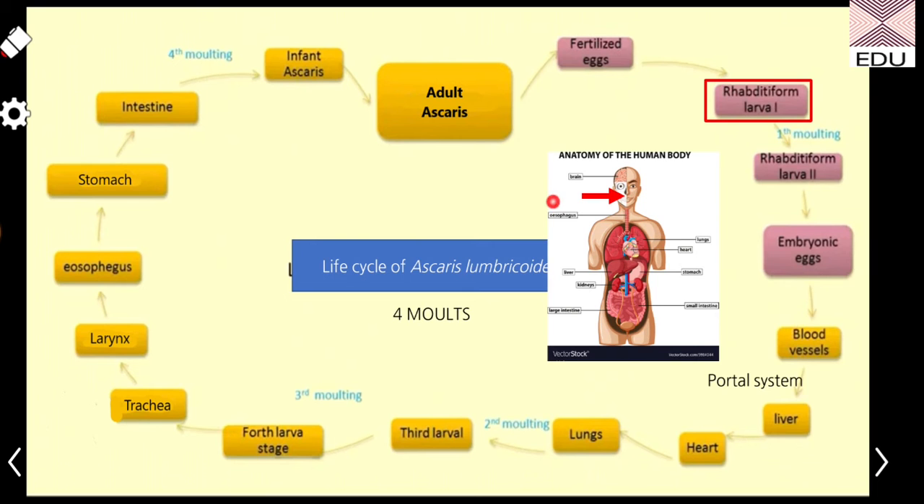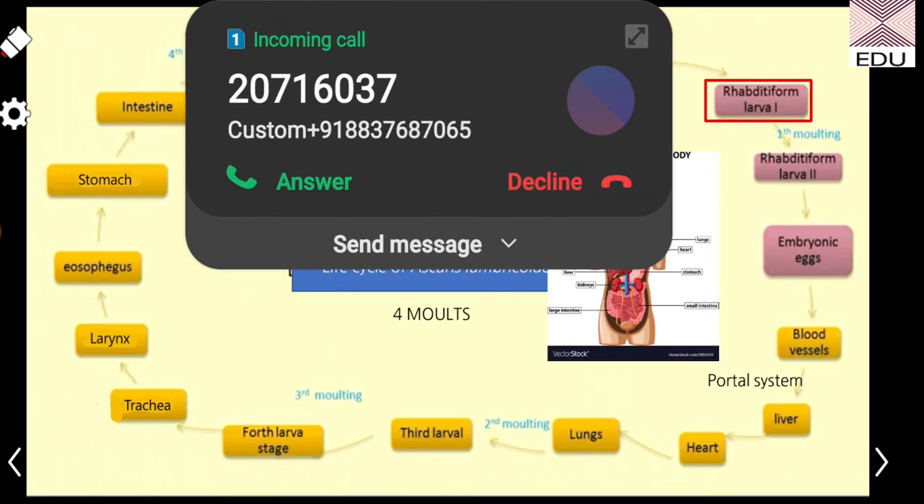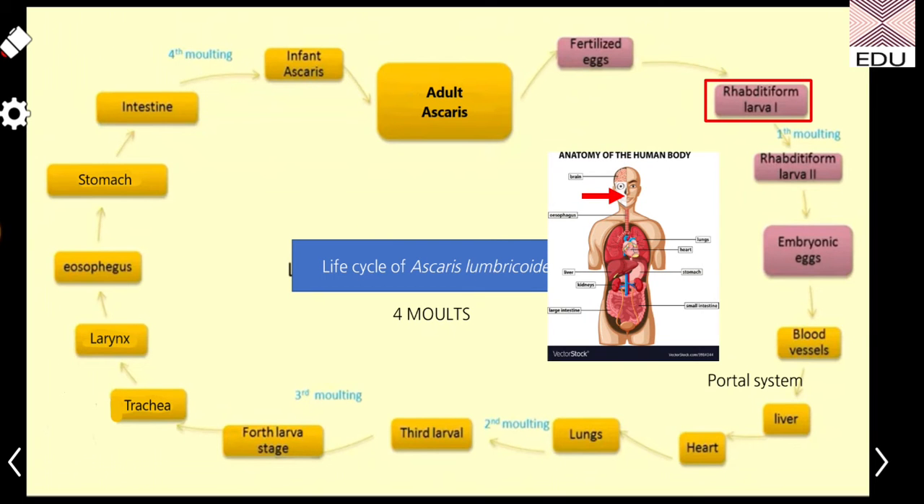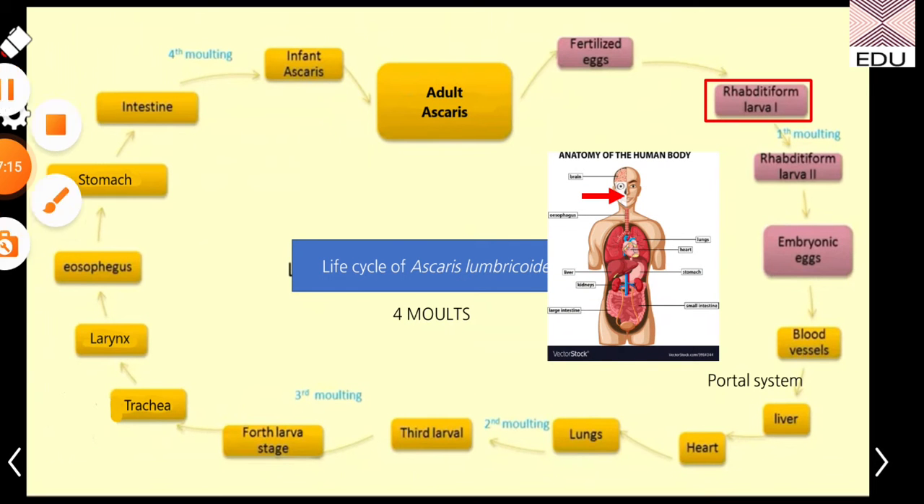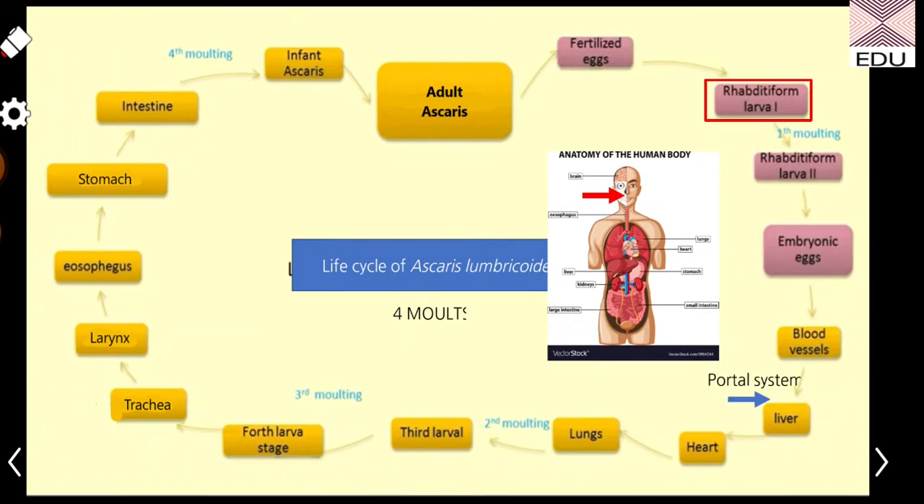So this particular arrow is showing the ingestion of the rhabditoid 1 stage. Now if we go further, this particular rhabditoid 1 larva is transforming with the help of molting. With the process of molting, this is the first molt, it transforms itself to the rhabditoid larva second stage.